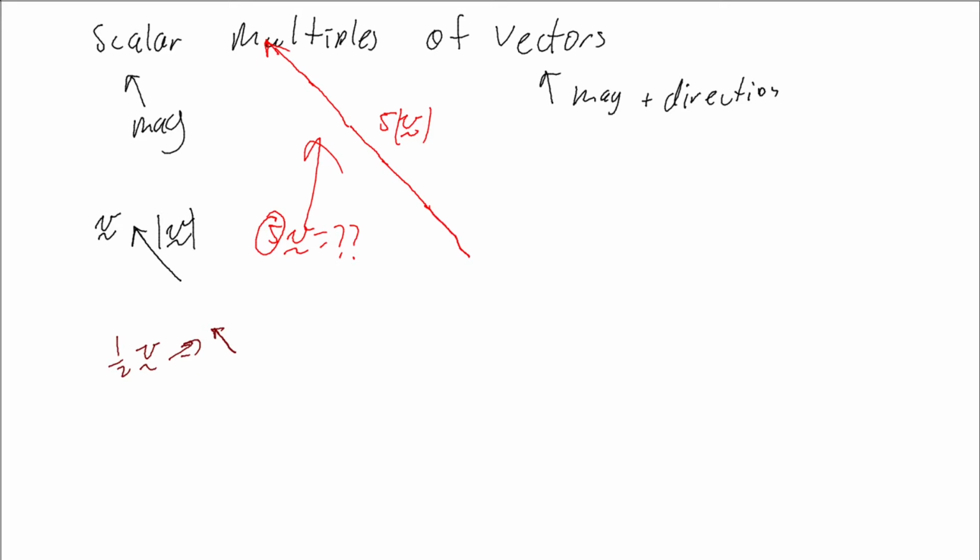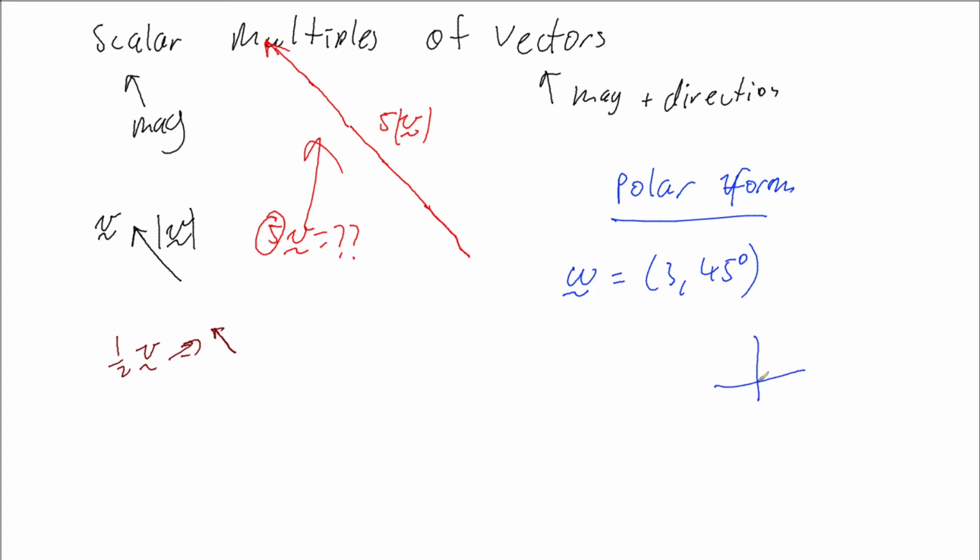So if I have a look at a polar form vector, let's say I have the vector w, which is 3 at 45 degrees. So if I draw that, that would be the vector that is at 45 degrees to the x-axis. And if I draw a nicer x-axis than that, we'll get a nice 45 degrees. And it is 3 units long. So that would be vector w.